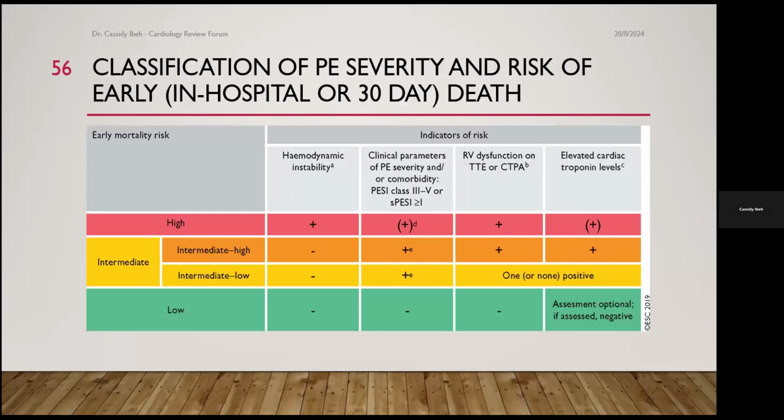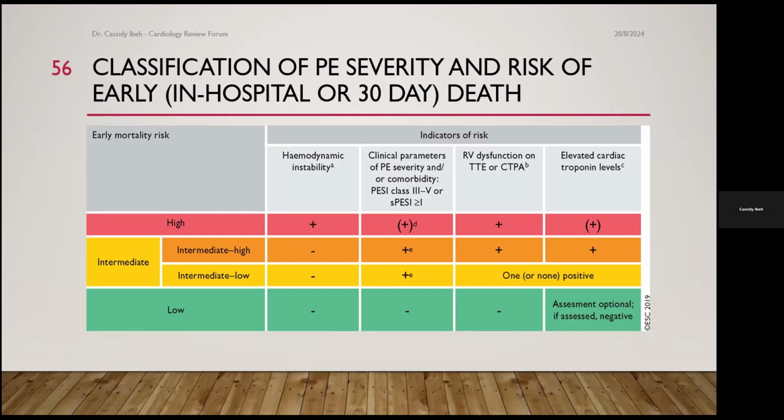Now, this shows the classification of patients by pulmonary embolism severity. You have the high, then the intermediate, where you have intermediate-high and intermediate-low, and then the low risk. For low risk, the indicators used are hemodynamic stability, the clinical parameters of PE severity, or the Pulmonary Embolism Severity Index, then right ventricular dysfunction either on transthoracic echo or on CTPA. Then also the elevated cardiac troponins are used in this classification. Then for high risk, we expect the patient to present with hemodynamic instability, and the severity index will also be present.